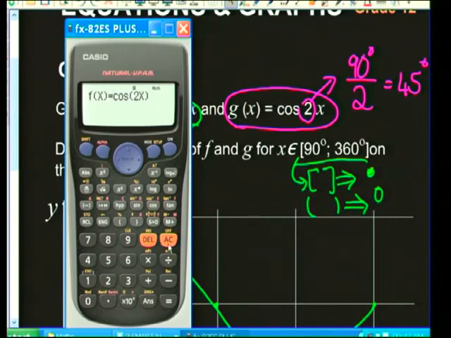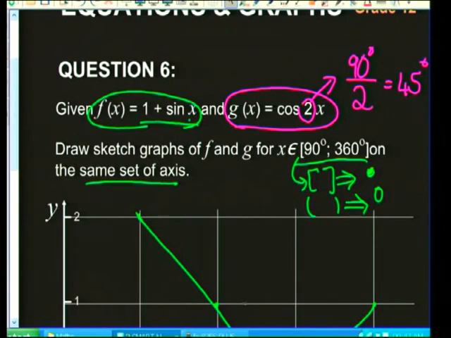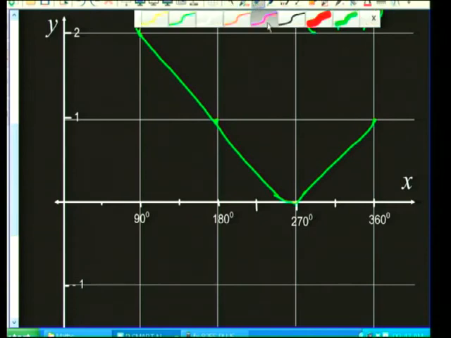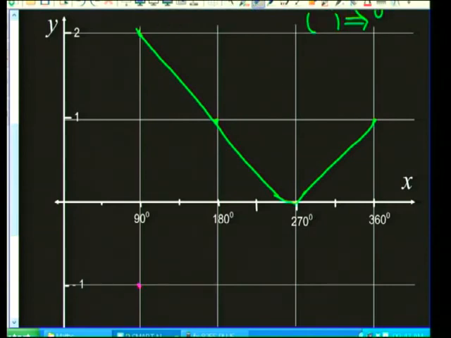So looking back at our calculator, start at 90, end at 360, go up in 45s. At 90, sorry, it's negative 1. So let's do this: 90, negative 1. Then at 135 it's 0. 180 is 1. There is 0. 270, negative 1. And there, 0, and then there.